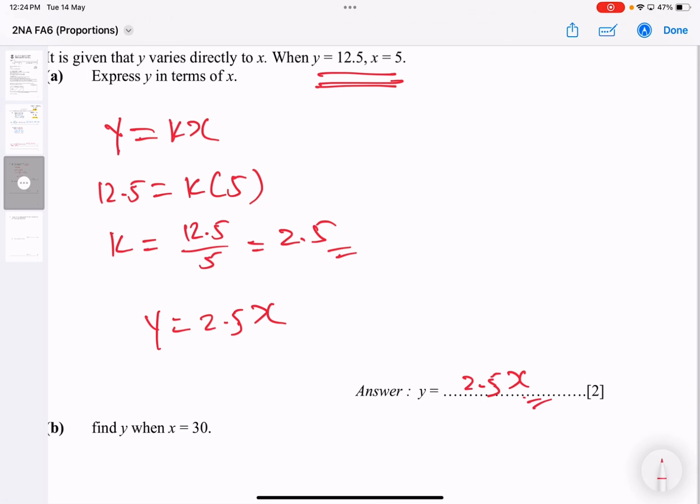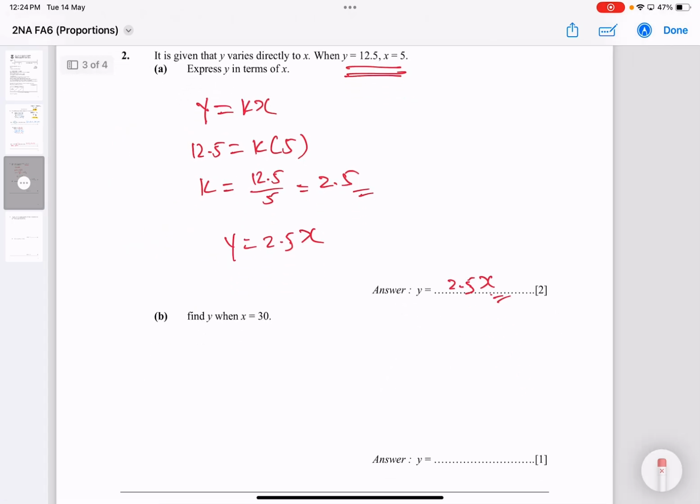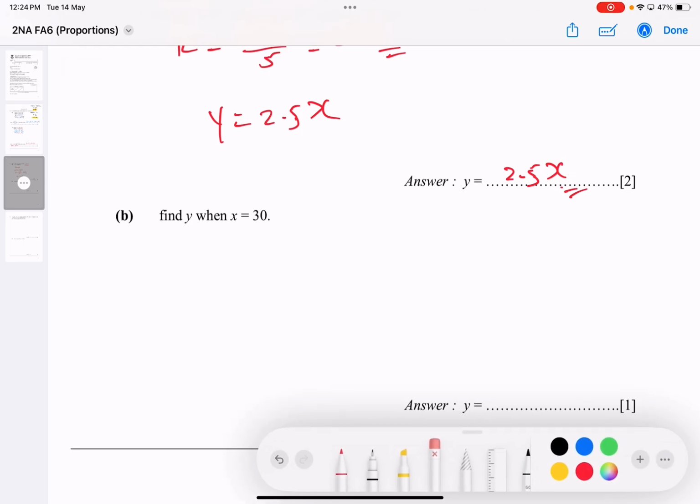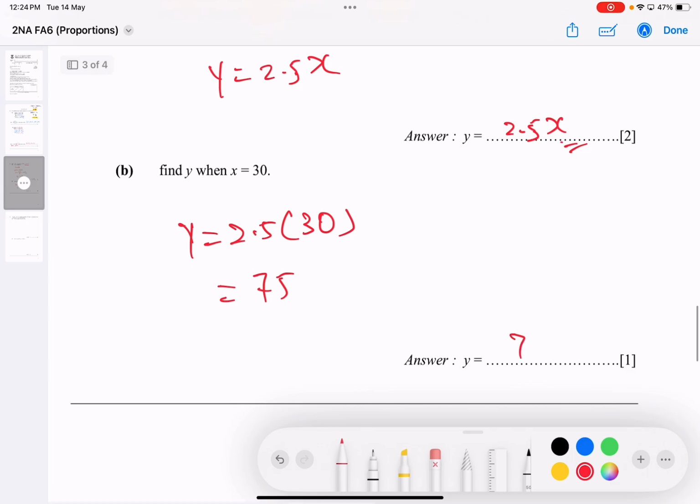Okay, how about the next one? You just need to do a substitution. So in this case, when your x is equal to 30, substitute inside your y. Replace the x with 30. 2.5 times 30 gives me 75. Alright, this is what I'm looking out for, 75.